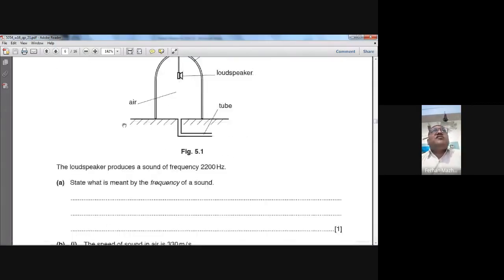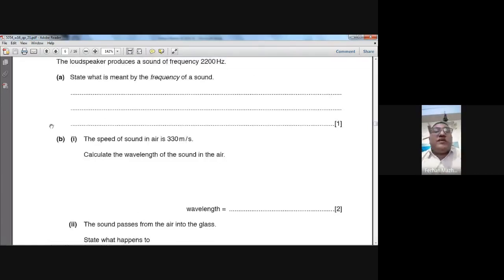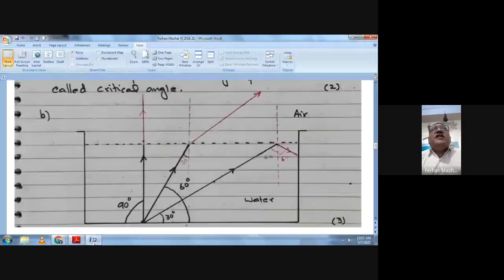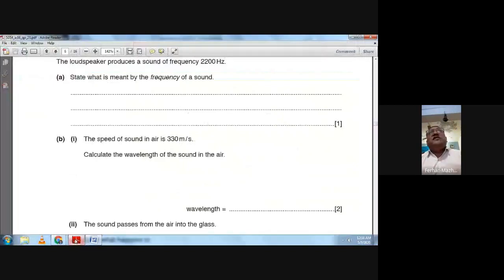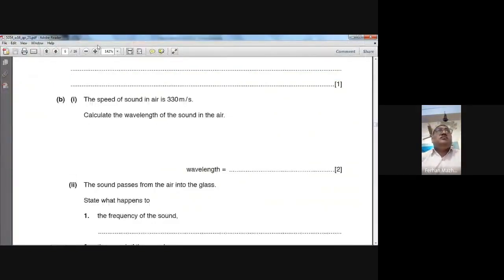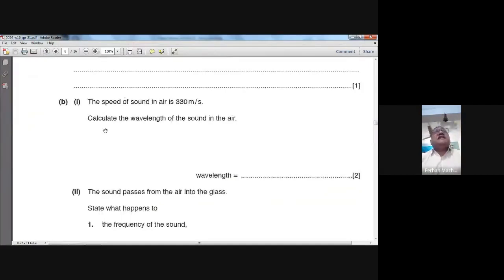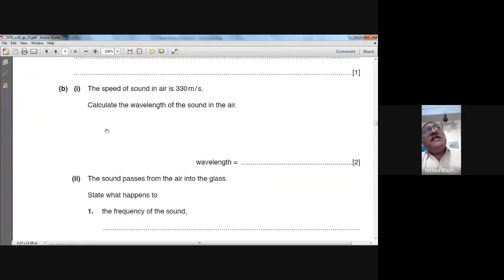The first question is what is meant by the frequency of a sound? Frequency of a sound means the number of the sound waves passing from a point in 1 second. That is called the frequency of a sound. Or number of compressions passing from a point. Number of wavelengths of sound waves passing from a point in unit time. It's a very famous 1-mark definition. Okay, the next B, first part is the speed of the sound in air is 330 meter per second. Calculate the wavelength of the sound in the air.